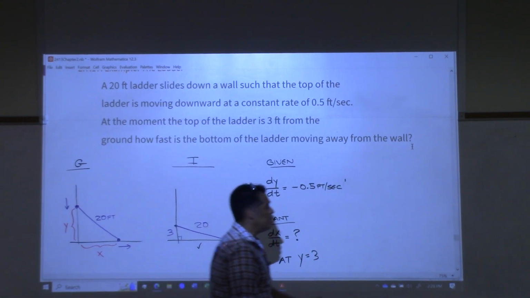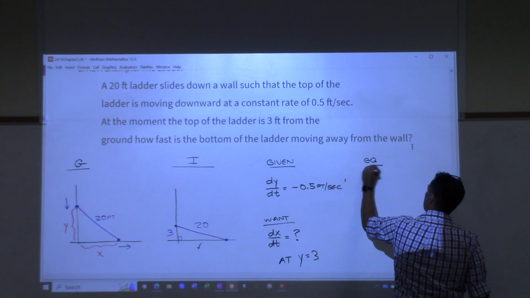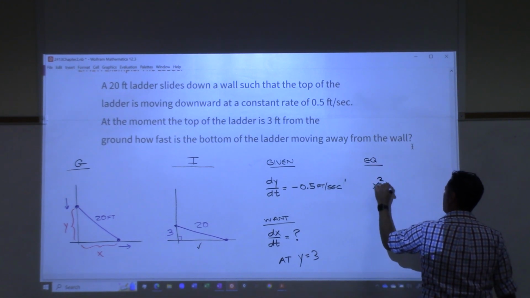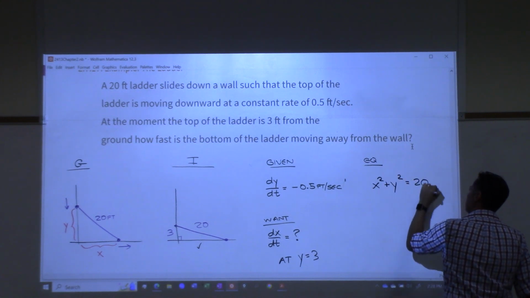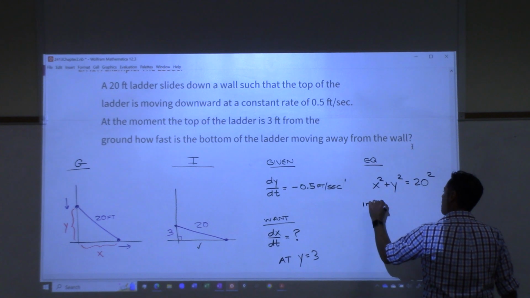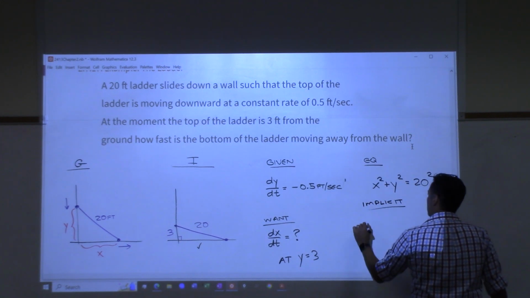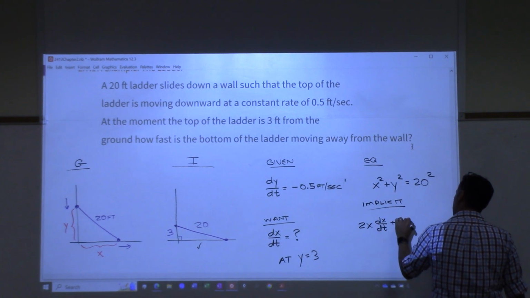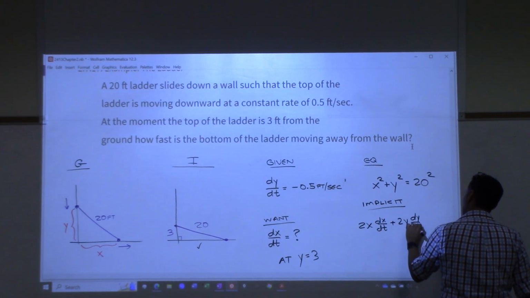And so now we just need an equation. Pythagorean, right? Go look at your general picture. We have x squared plus y squared is 20 squared, right? That's our equation. And it has x and y in it, no other extraneous variables that we don't need. So I can differentiate that with respect to t. So implicit: 2x dx/dt plus 2y dy/dt equals 0.